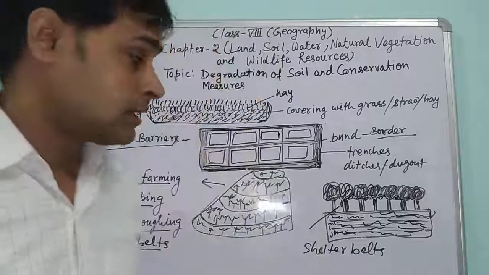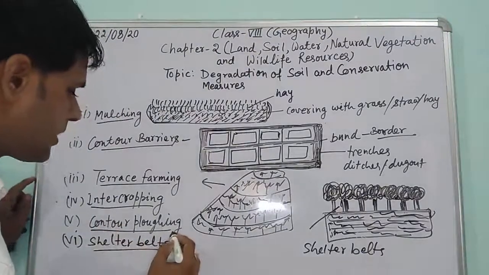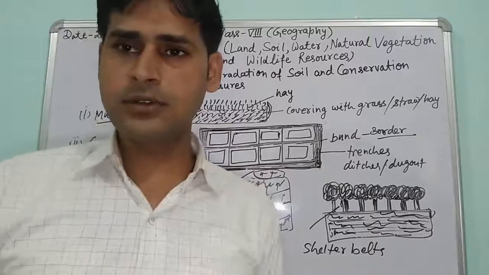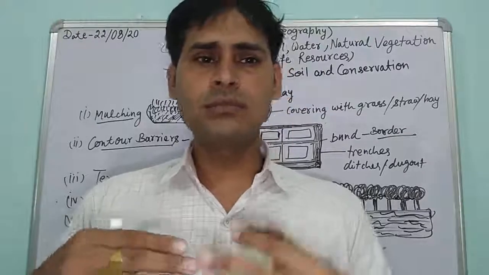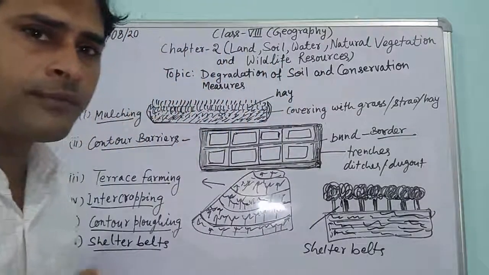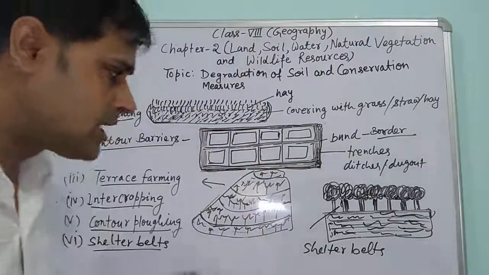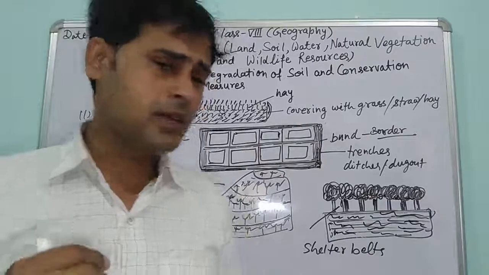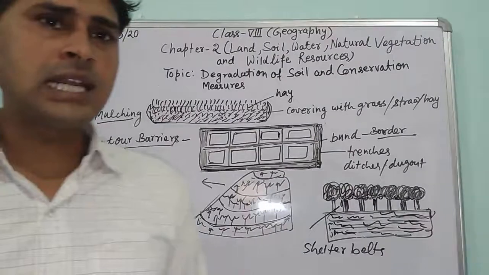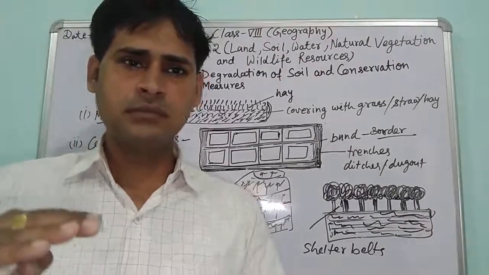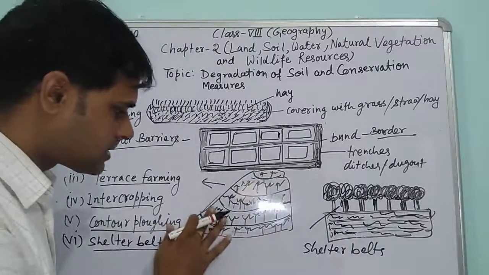Next is contour plowing. What is contour plowing? Contour, I have told you, means borders or outlines. So plowing parallel to the contour of a hill slope forms a natural barrier for water to flow down the slope. So contour plowing is always done in hill slope areas. In this way it is made.